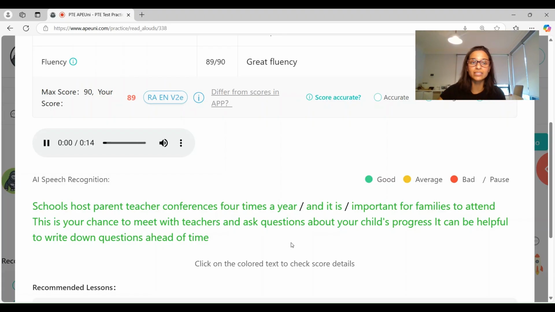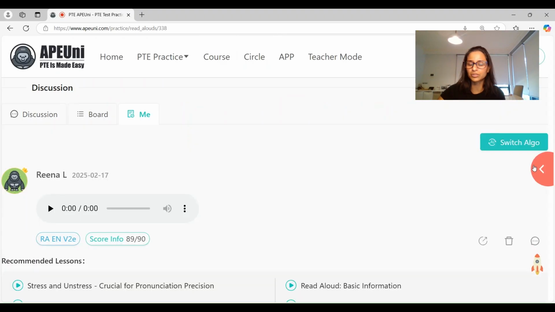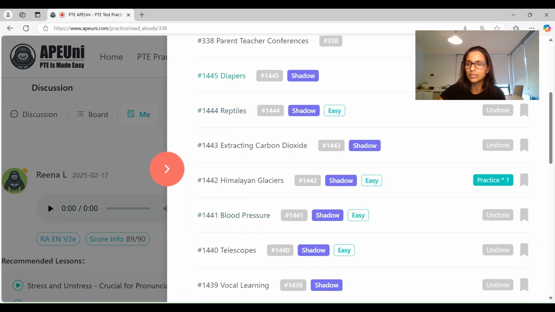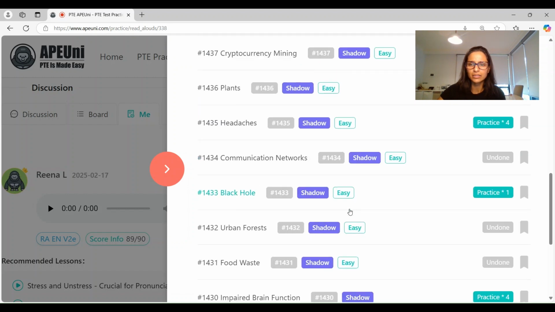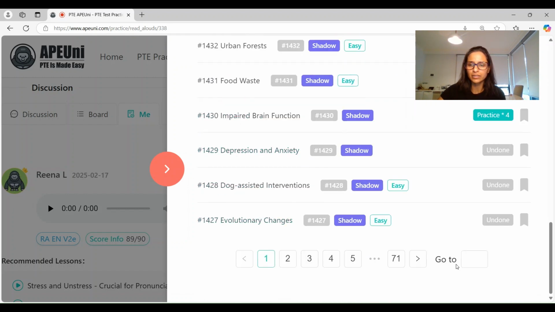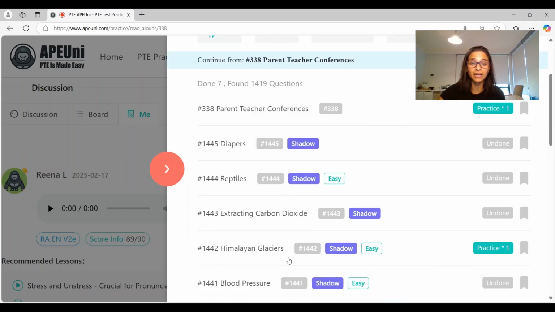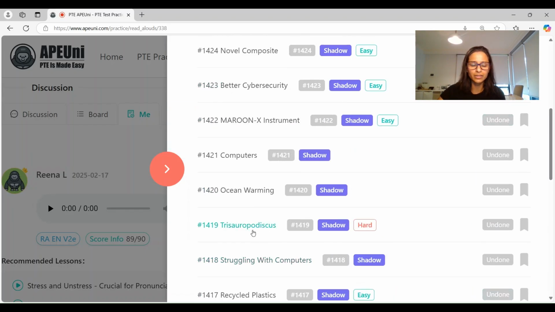All right? Let's do another one. Let's do one that is slightly harder. This one says easy. Let's see. Let's do another page and let's find a hard one. Ah, Trisauropodiscus.